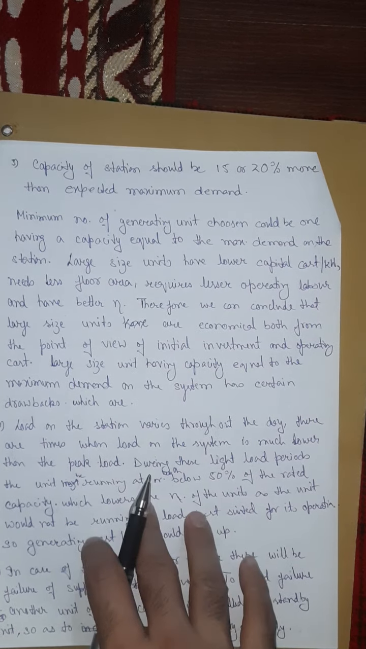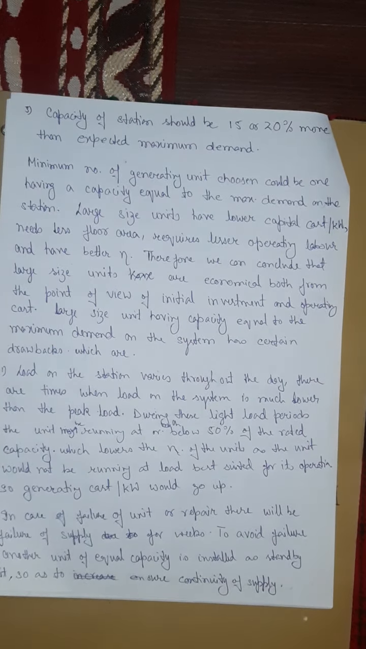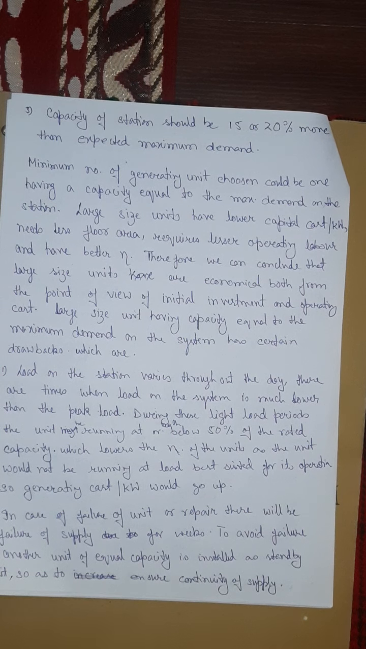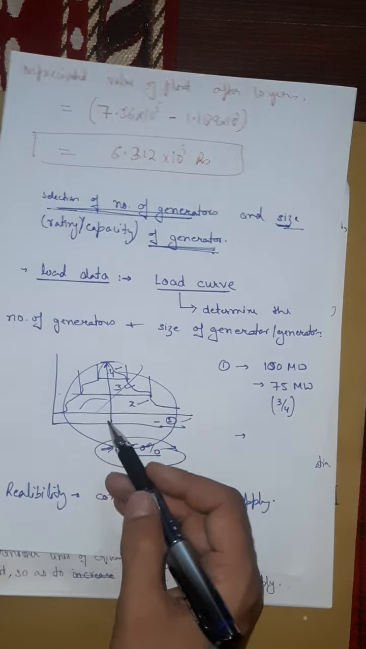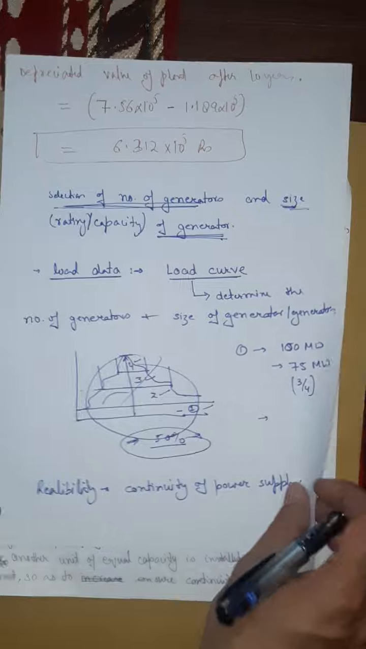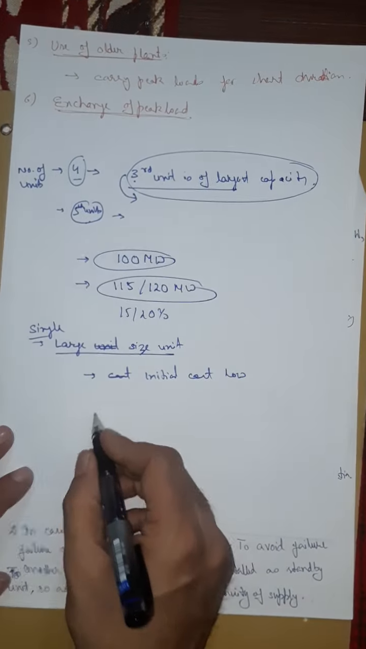What are the drawbacks? Let's see. I will show here. I will take again this example of this curve. I will write again here. What are the drawbacks?